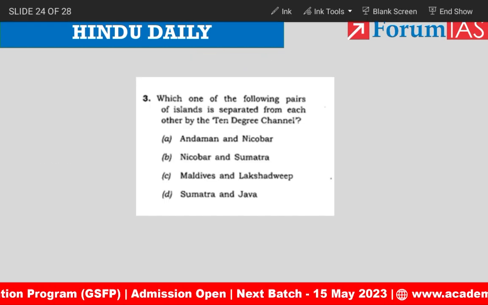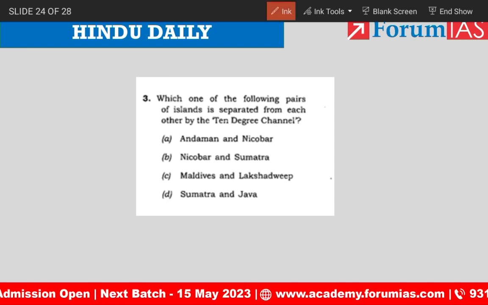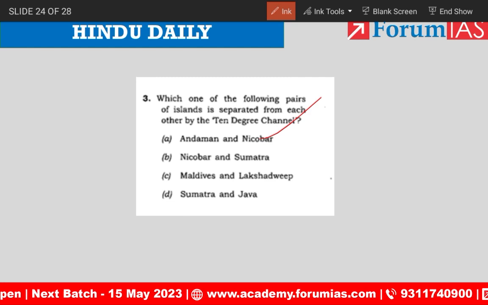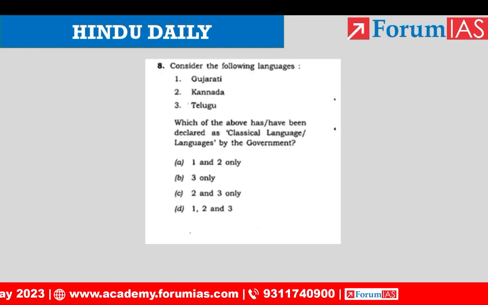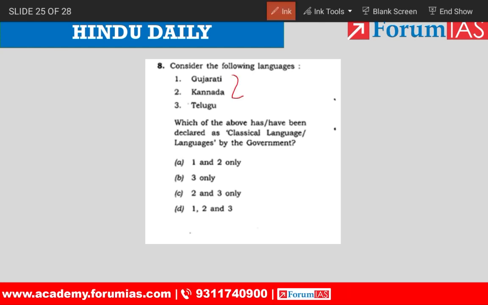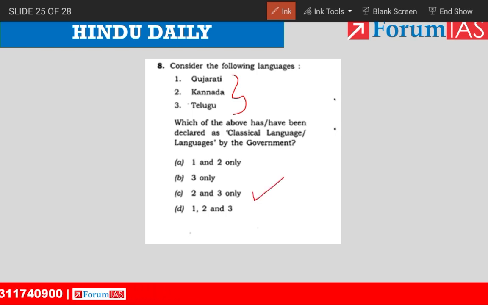Now let us go to the previous year question. The 10-degree channel, where is it? It separates what? This is a sitter. It is Andaman and Nicobar. So classical languages, what are the classical languages among these three? Kannada and Telugu. All South Indian languages are classical languages. So the answer is Kannada and Telugu, so the answer is 2 and 3.